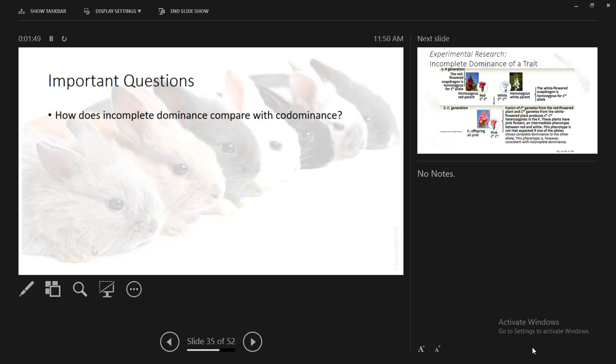Okay, so today we need to talk about things beyond Mendelian inheritance. How does it get a little bit more complicated? First question we need to address is this. How does incomplete dominance compare with codominance? So we have times where it's not so simple. It's not dominant allele, recessive allele. It's more complicated how the two alleles contribute to the phenotype, okay?